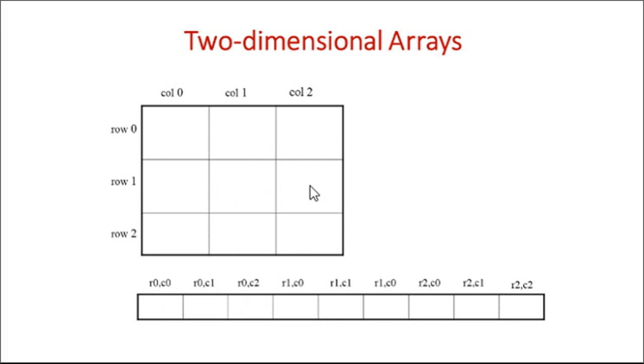Then it will proceed to store the elements in the next row: R1 C0, R1 C1, R1 C2. Then the next row: row 2 C0, row 2 C1 and row 2 C2. This is how it will be sequentially stored in memory. So there are a total of 9 elements.